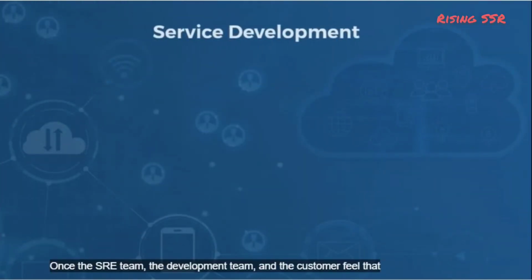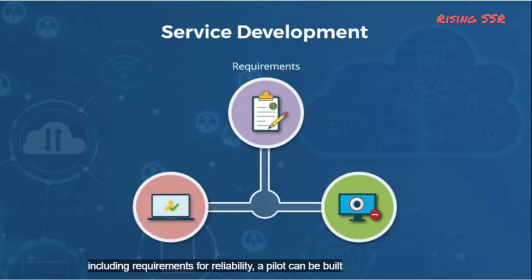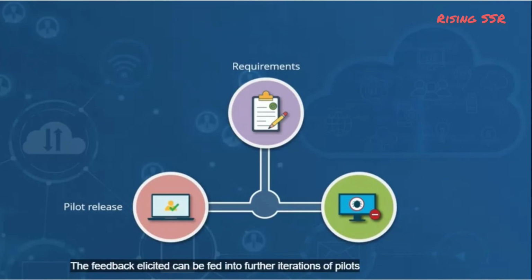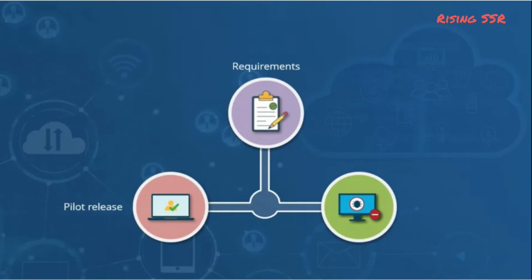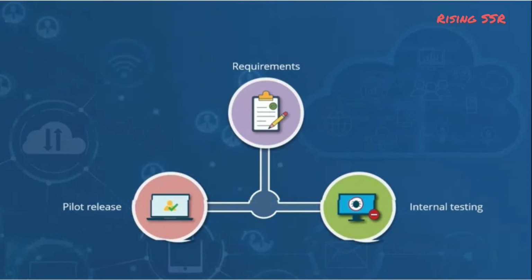Once the SRE team, the development team, and the customer feel that a prototype covers the intended requirements sufficiently, including requirements for reliability, a pilot can be built and released to a chosen group of customers for feedback. The feedback elicited can be fed into further iterations of pilots to get closer and closer to the final product. Meanwhile, the SRE team can be performing internal load and stress testing to test the reliability of the pilot service.